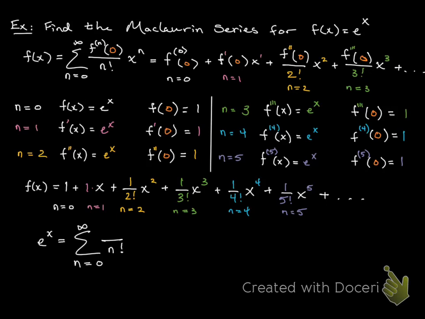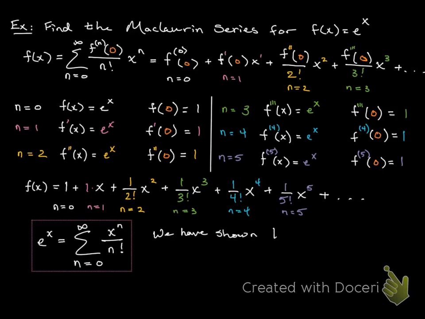In the numerator, I just have powers of x. The first term has no powers of x, x to the 0. The second term, when n is 1, has a first power of x, x to the first. When n is 2, I have 2 powers of x. The power matches the term. So x to the n will do it fine for me.